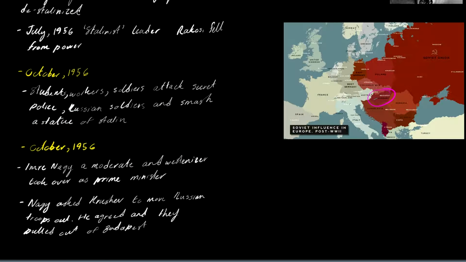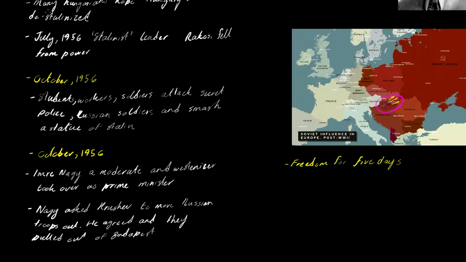So the Russian troops moved out of Budapest. So after the troops pulled out in October, there was freedom in Hungary for 5 days. The new Hungarian government introduced democracy, freedom of speech, freedom of religion.